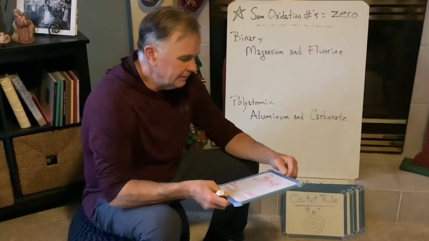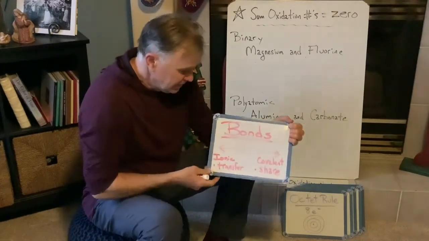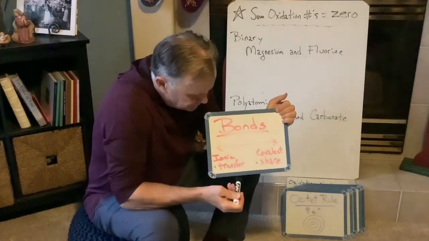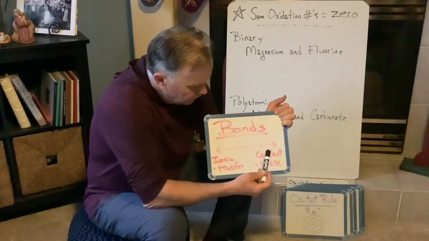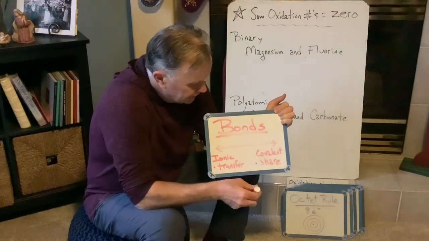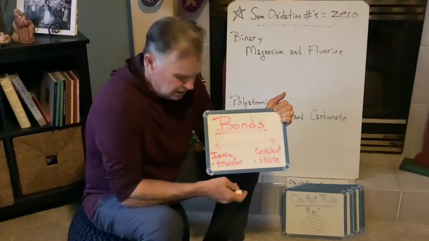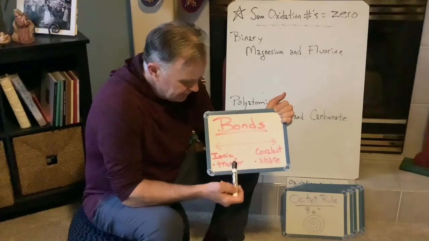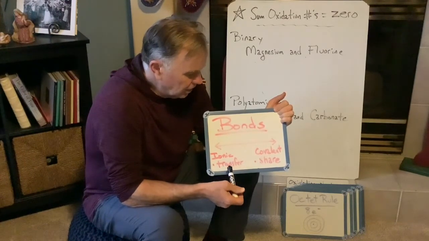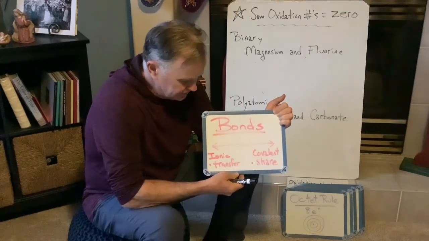A bond is a force that holds two atoms together. There are just two major types of bonds, which we're going to look into: ionic and covalent. Next week, we're going to look into covalent bonding. This week, we're going to look at ionic bonding. Ionic bonding occurs between a metal and a nonmetal. It's due to a transfer of electrons, whereas covalent is when you have a sharing of electrons.